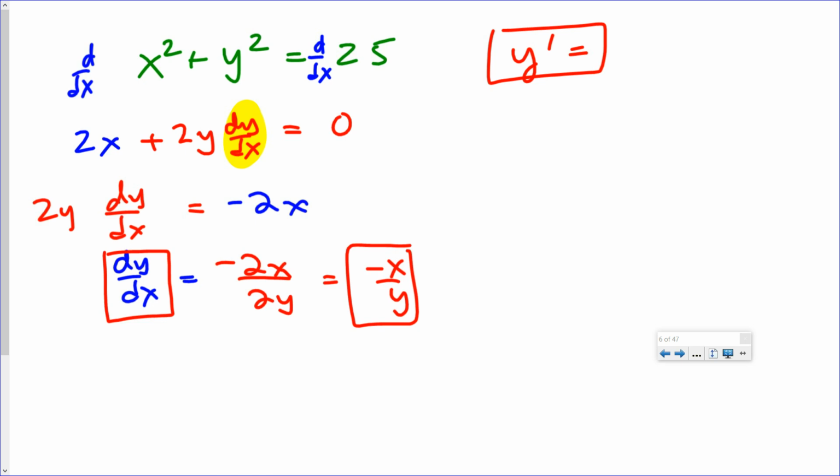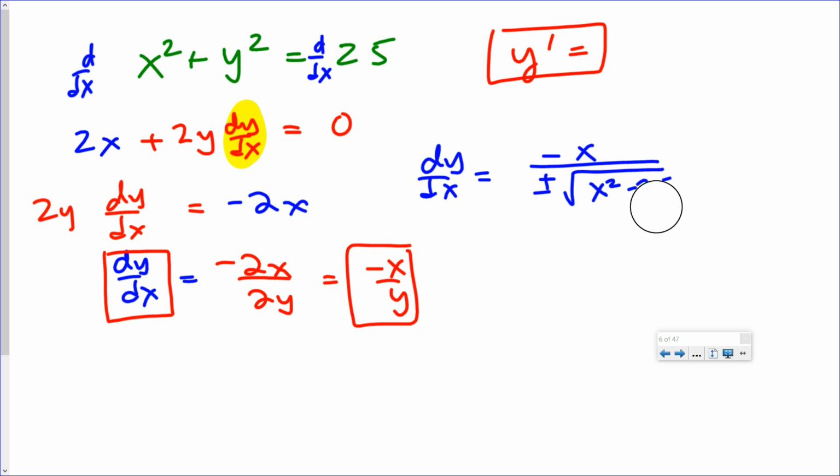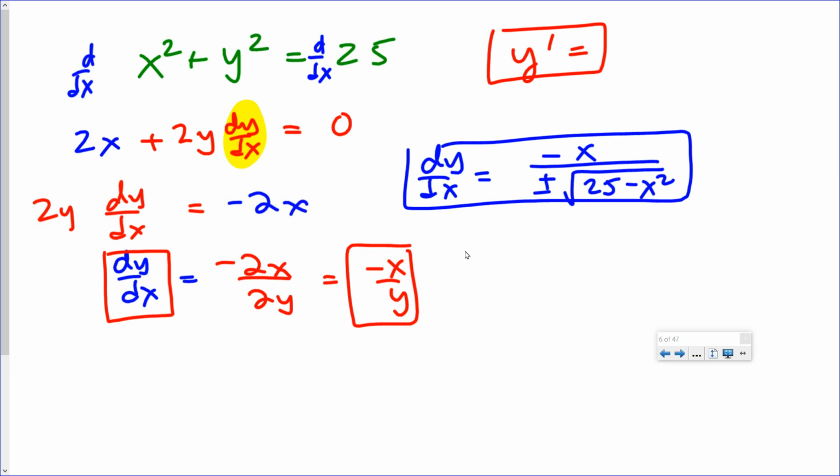I want you to go back to your warm-up where you did explicit differentiation. Did you see that you had in your warm-up this answer? Yeah, I don't remember anymore. Is it x squared minus 25? No, 25 minus x squared. Oh, it's 25 minus x squared. Okay. How can this be the same, or are they not? Are they the same?